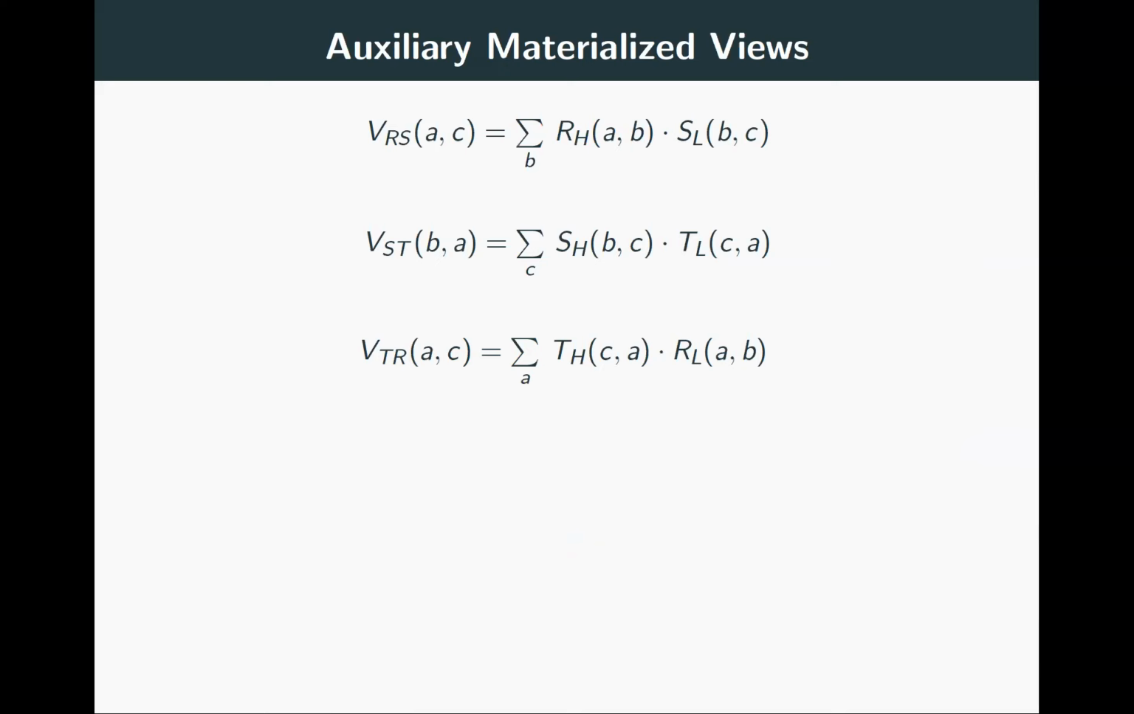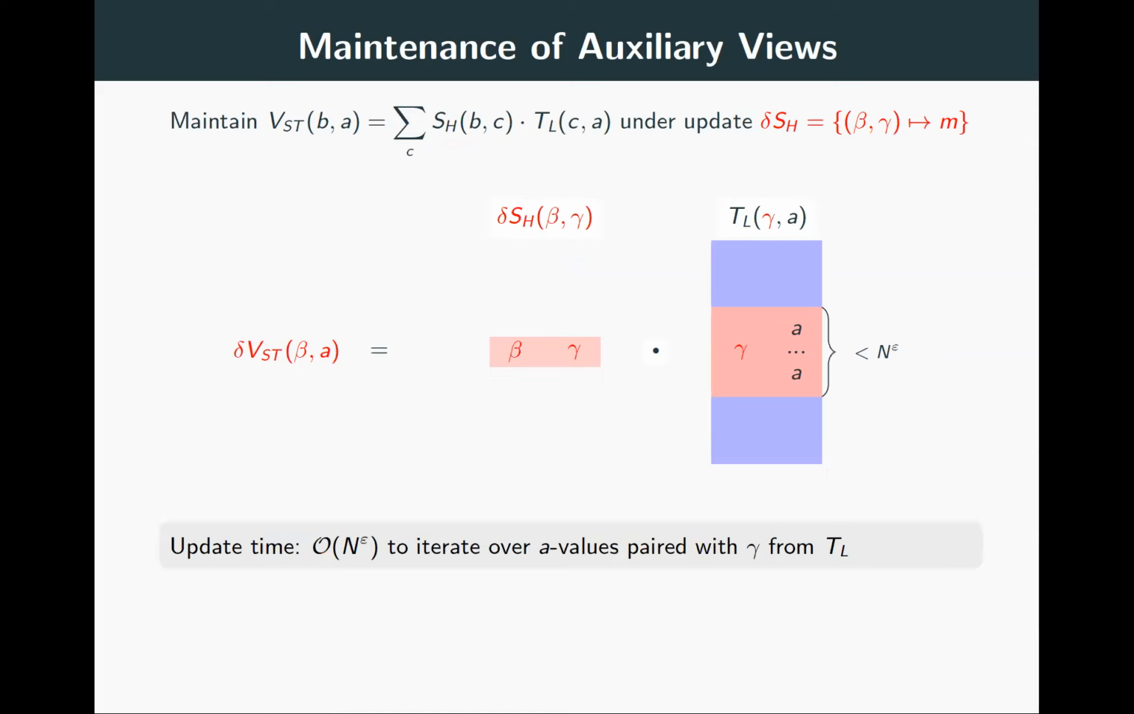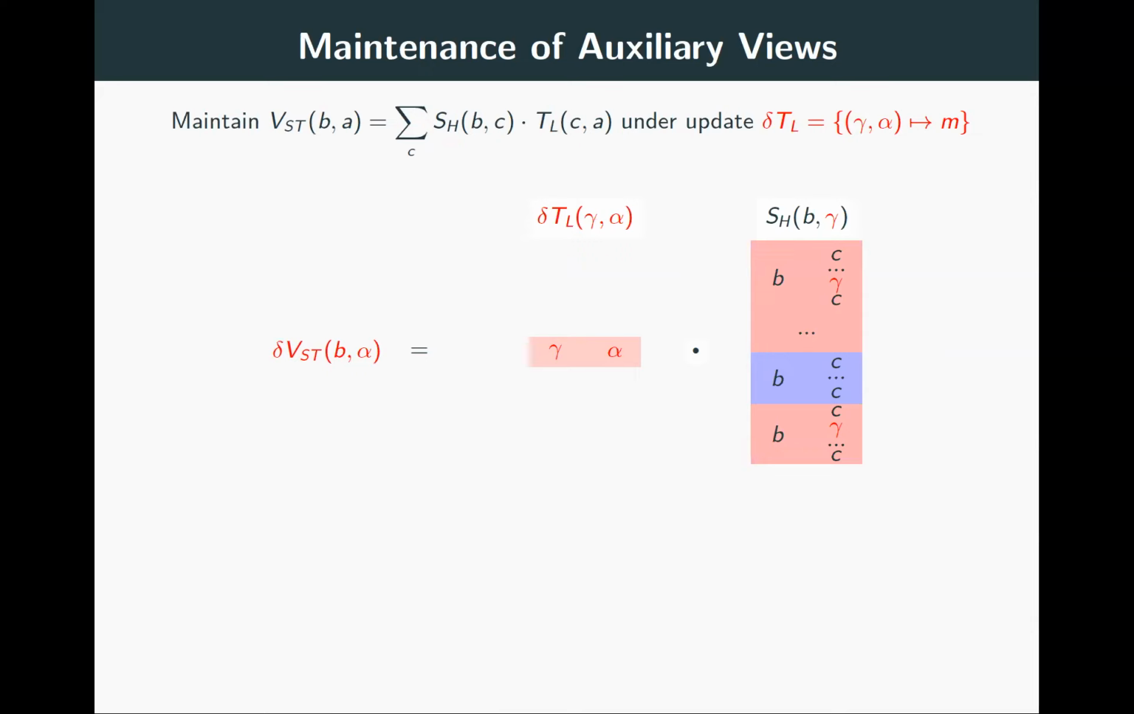Okay, good. So let's actually see how we can maintain this view. This view essentially says I'm heavy on S and light on T. So obviously, if I do an update to S, this gamma here is paired with at most n to epsilon A's. So that's fine. So this is time O of n to epsilon. If I do an update to T, and T is light, then I know at least that the number of B's here at most could be n to 1 minus epsilon.